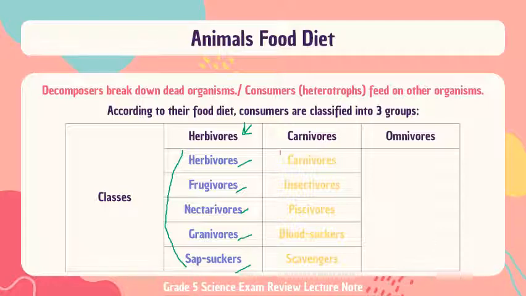Carnivorous animals feed on animals only. They are also classified into 5 groups: carnivores hunt their prey, insectivores insects, piscivores fish, bloodsuckers blood, scavengers cadavers or dead animals. Omnivorous animals feed on both plants and animals.